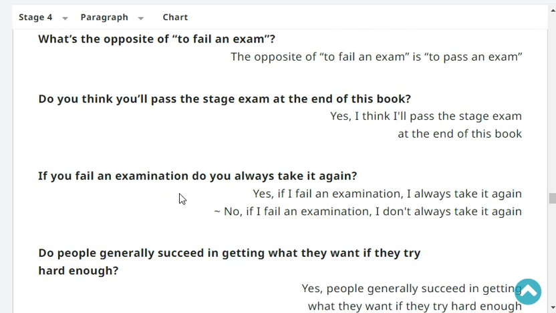Right? If you fail an examination, do you always take it again? Yes or no? Yes, if I fail the examination, I always do it again.